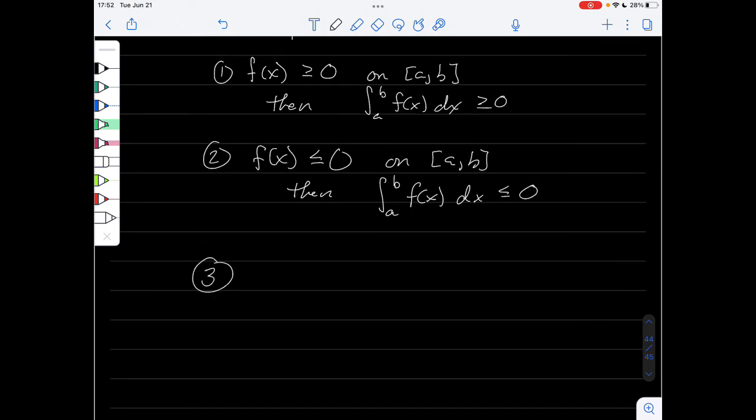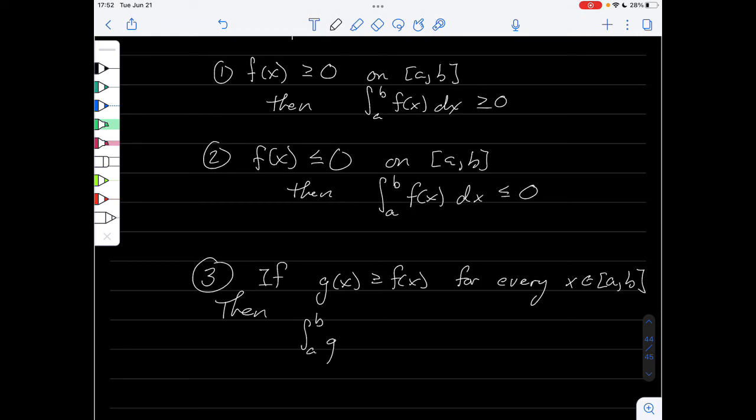For our third property, if g of x is greater than or equal to f of x for every x in this interval that we're looking at, then the integral of g is going to be greater than or equal to the integral of f. Okay, and we can see that if g is bigger than f, then f is less than g. So we can just flip everything around and get the other inequality here.